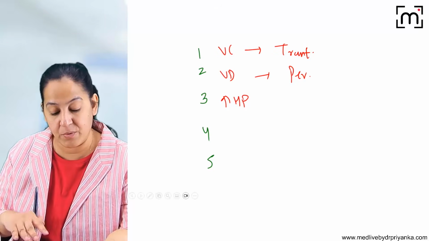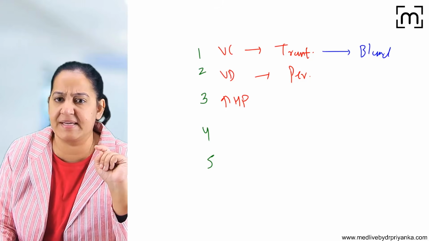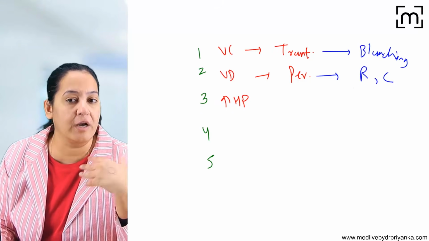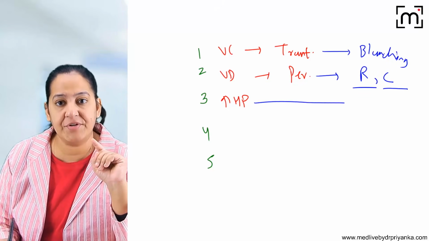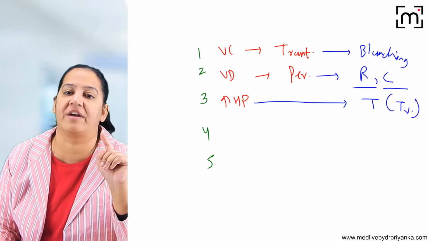So what is the importance of these steps? Step number 1 leads to blanching, which is transient in nature. Step number 2 leading to rubor and calor. I mean the organ look red in color and it is warm as compared to surrounding area. Increased hydrostatic pressure leads to tumor, I mean edema, and it is transudate type of edema, not exudate.